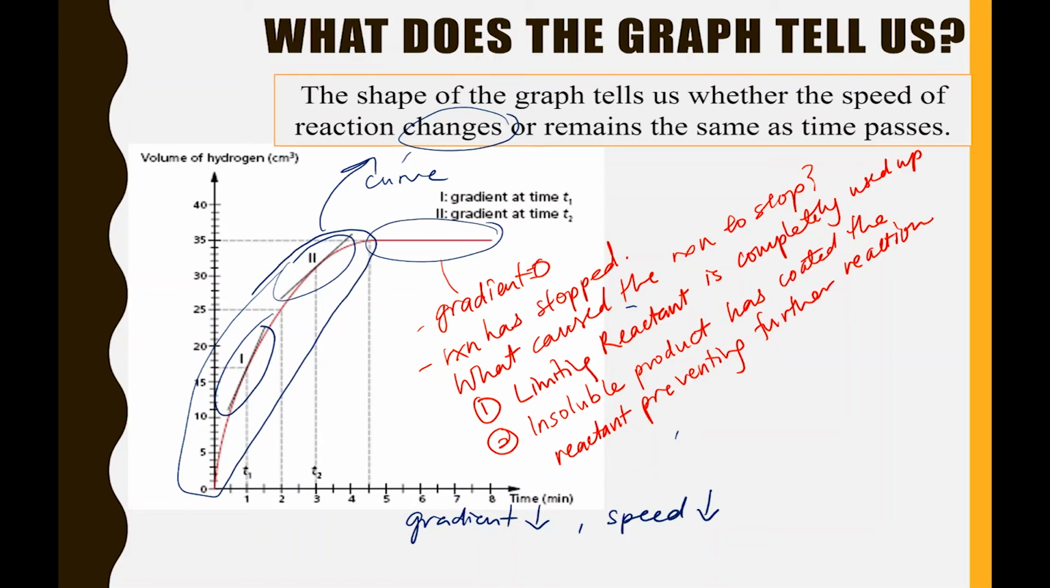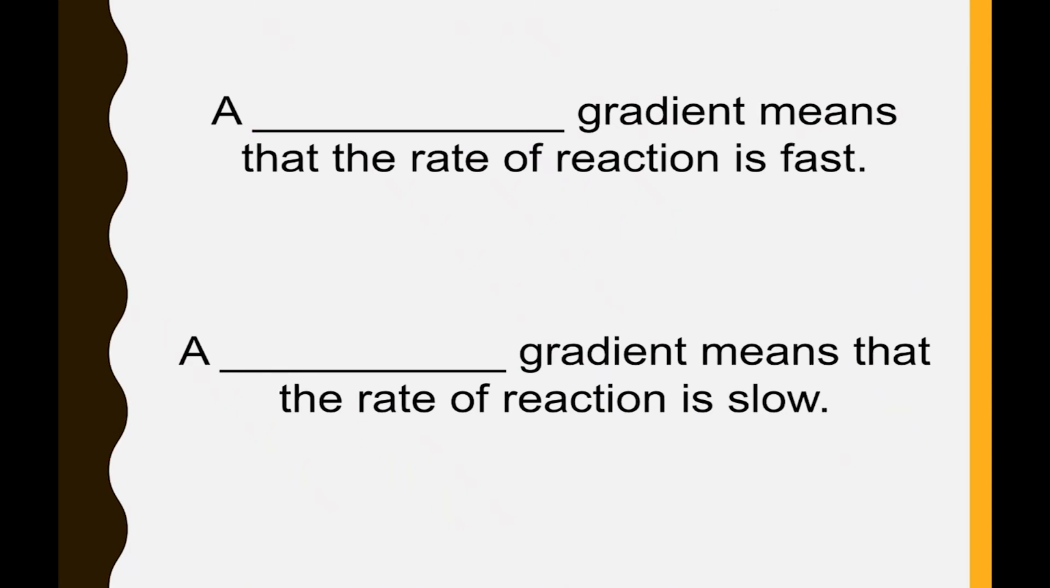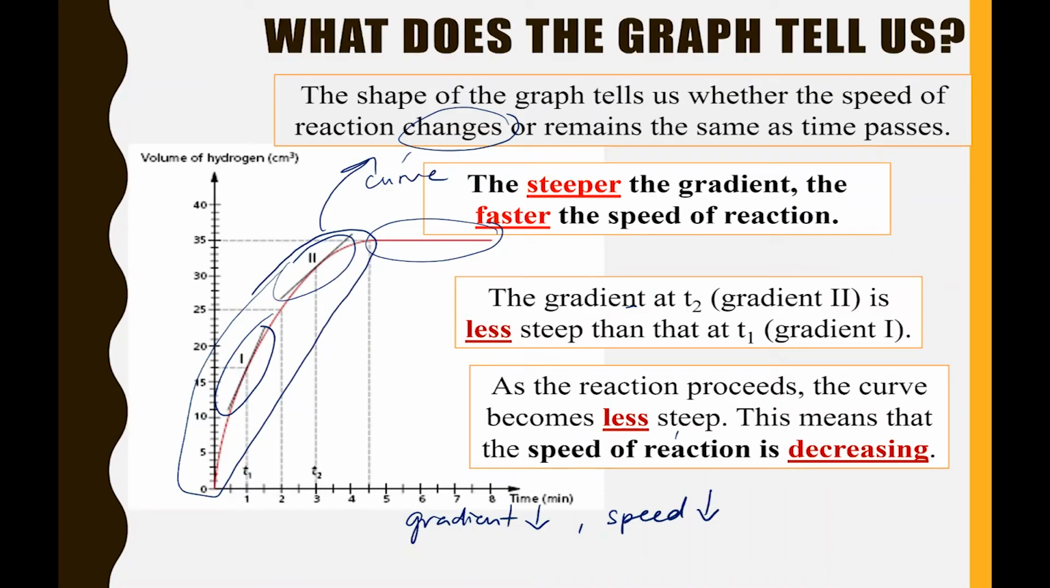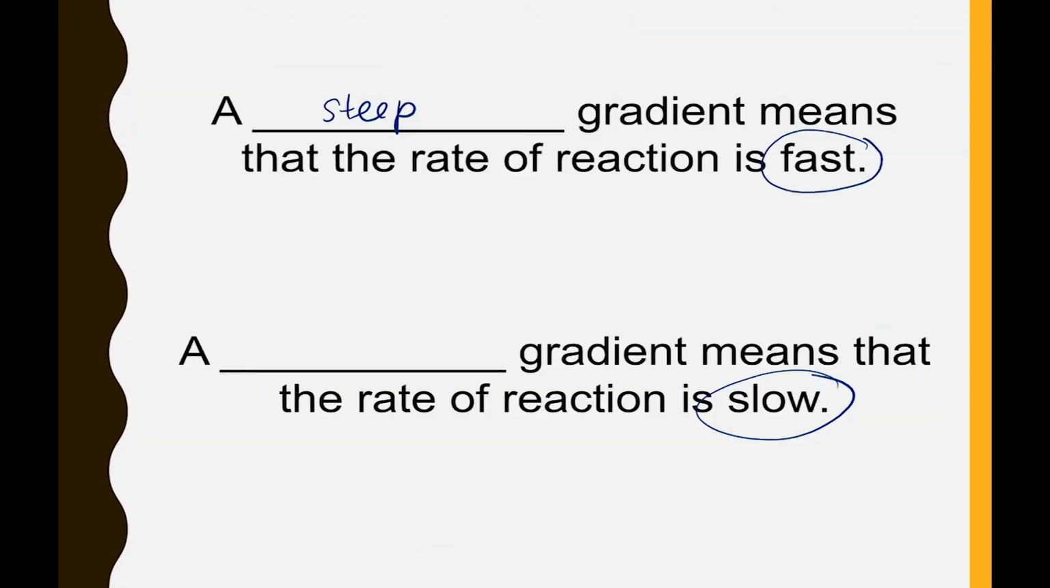Alright, so let's fill in the blank. A steep gradient means that the rate of reaction is fast. As we recall previously, when gradient is steep, reaction is fast. So a gentle gradient means that the rate of reaction is slow.